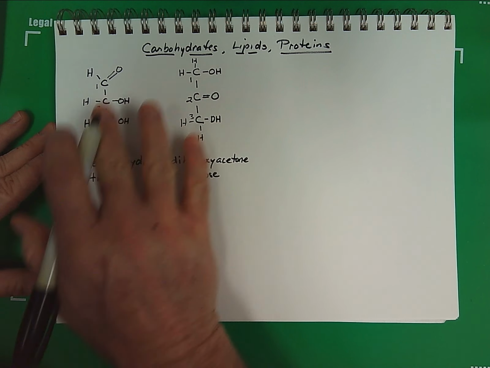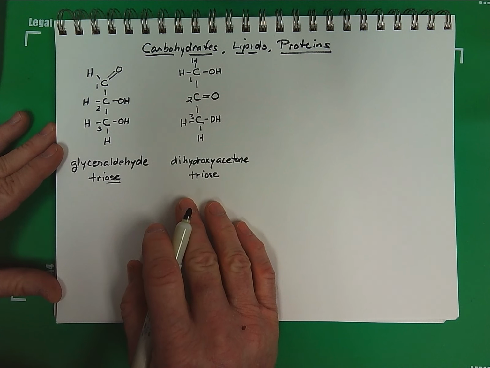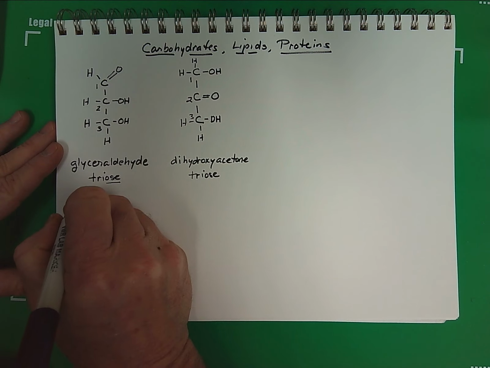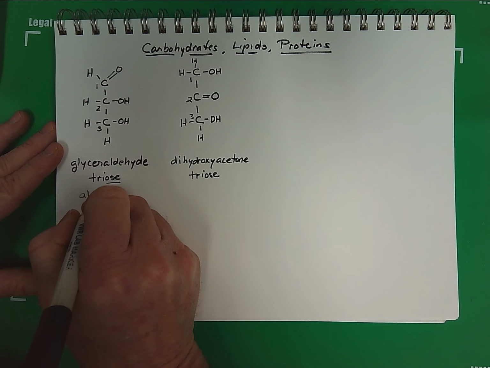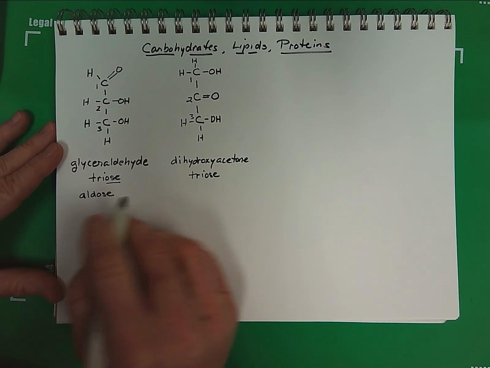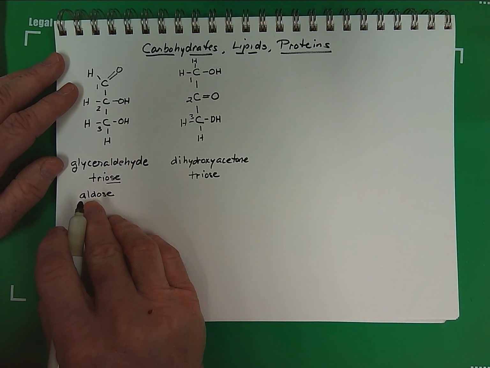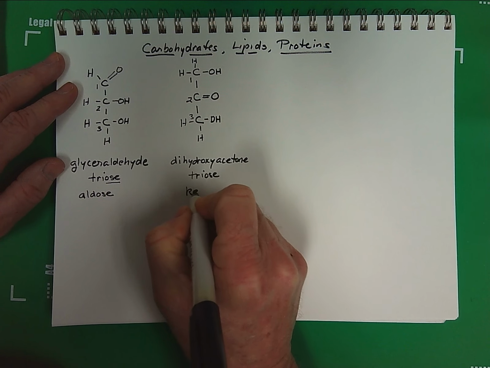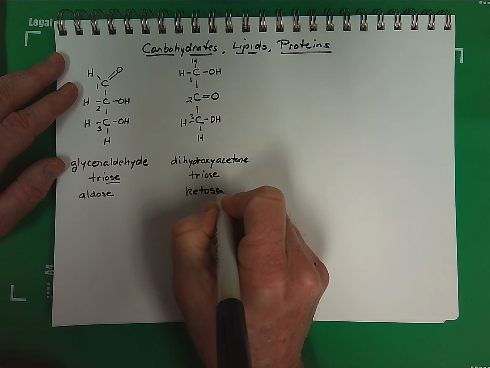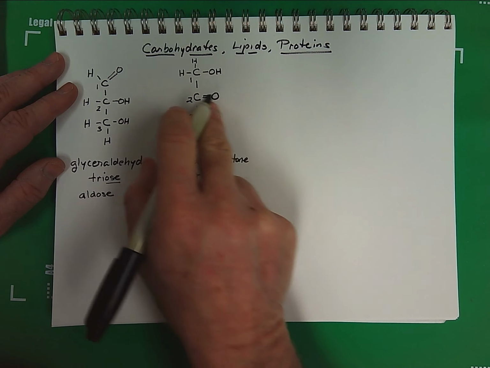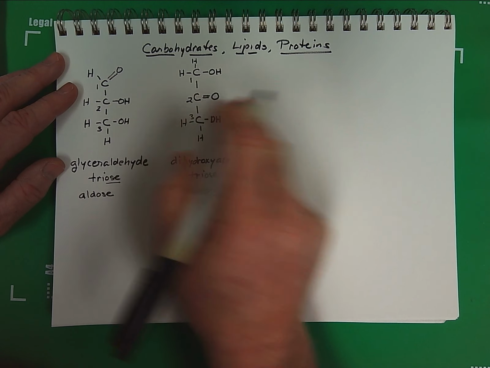Now if we take the nomenclature of these 2 trioses just a little bit further, we would see that this structure here is also called an aldose. Aldose is the general name for carbohydrates that have an aldehyde group. Likewise, with the dihydroxyacetone, this is called a ketose. And a ketose is a carbohydrate with a ketone functional group.